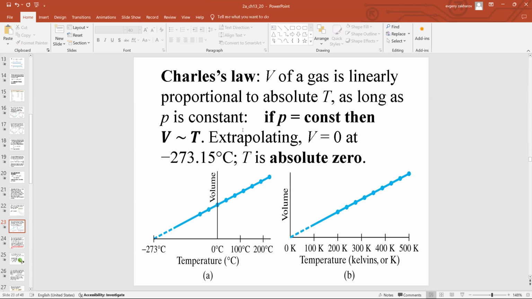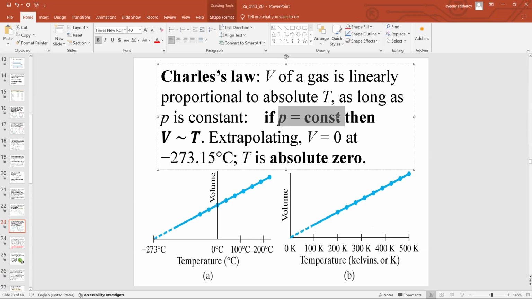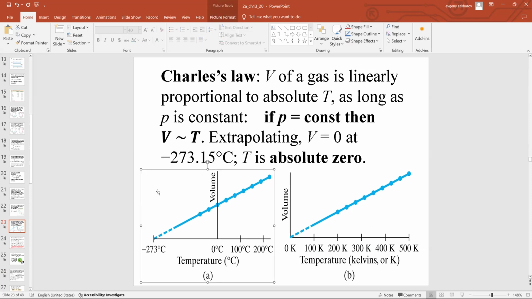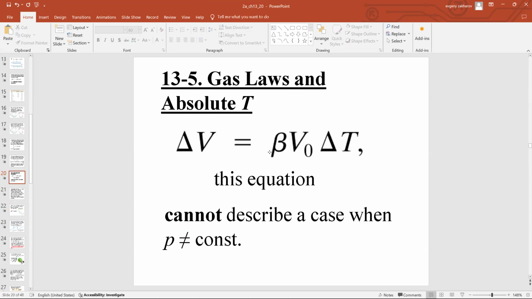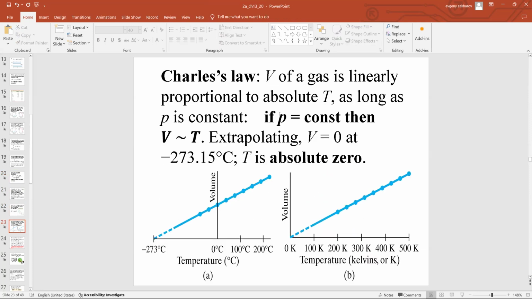Charles's law connects volume and temperature if pressure is kept constant. And you can see that you start from absolute zero in terms of Kelvin, so negative 273 degrees Celsius. This is your 0 Kelvin. An increase in volume means increase in temperature. That's your expansion that we discussed here. Increase in temperature, increase in volume, and vice versa, if pressure is constant.